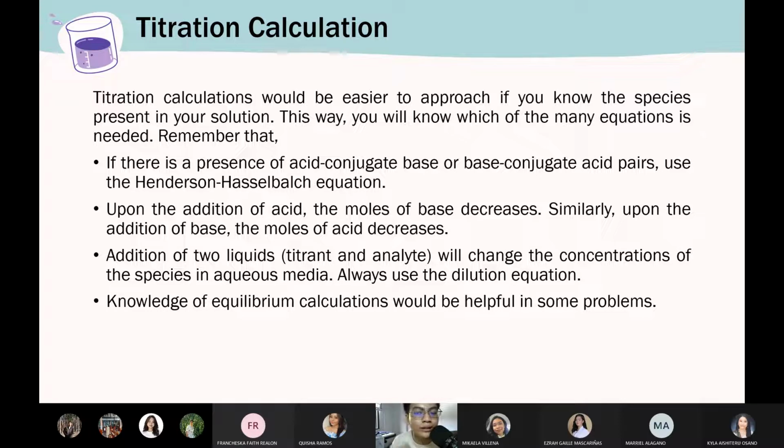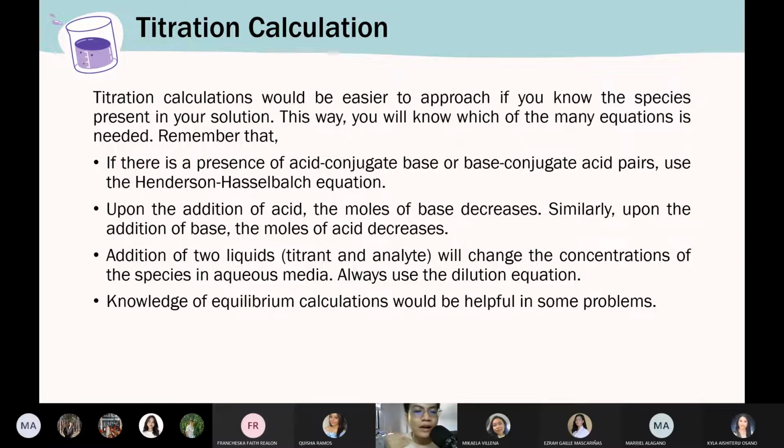Just remember, to be more guided in which equations to use, since there are so many, here are some pointers to keep in mind. First, if there is a presence of an acid and its conjugate base, or a base and its conjugate acid pair, you have to use the Henderson-Hasselbalch equation. Why? Because in the presence of an acid and conjugate base or base and conjugate acid, we actually have a buffer system. Always remember that. Henderson-Hasselbalch is pH equals pKa plus log of conjugate base over acid. Or for pOH, pOH equals pKb plus log of BH+ over B.